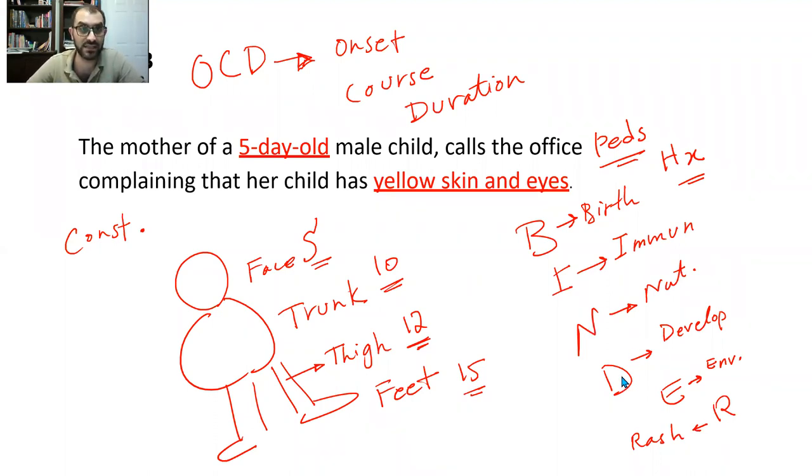D for development, developmental milestones, all the fun stuff that we'll review probably tomorrow. E for environment: where do you live, house, condominium? Who is the main caregiver? How many hours do they spend? Any chance that he or she is being mistreated? And R, rash. Rash is so important in kids that we always ask.